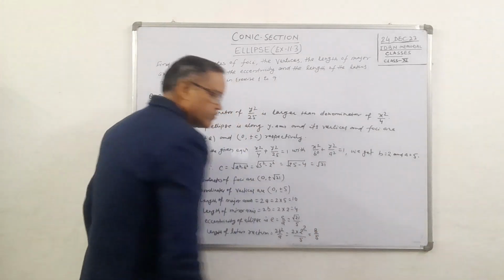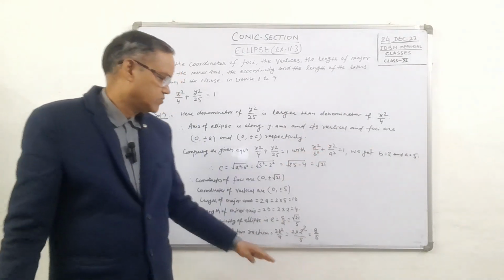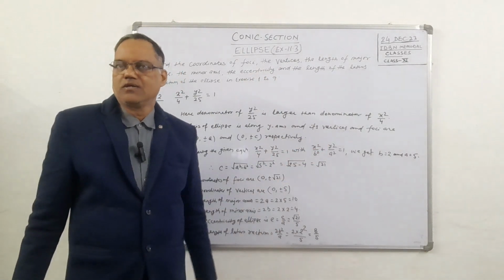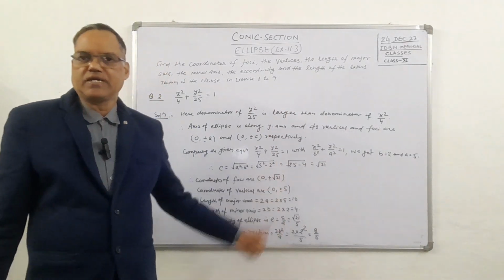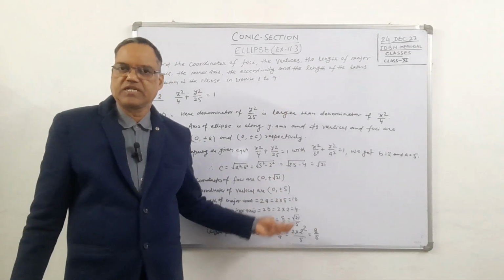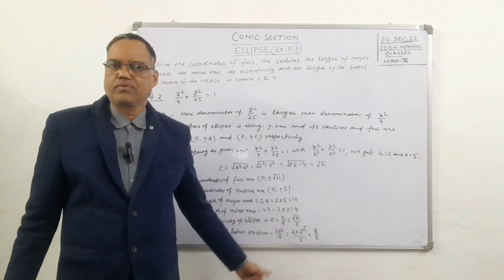So in this way we got all the terms which we need to find here, that is the coordinates of foci, coordinates of vertices, length of major axis, length of minor axis, eccentricity and length of latus rectum.